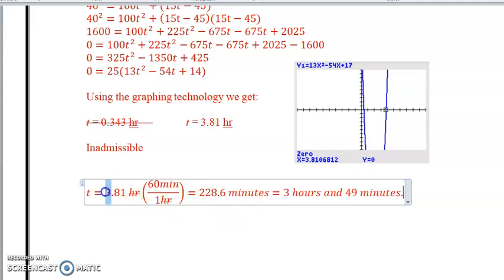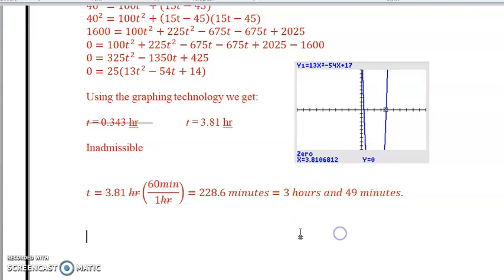Another way to do that is you can pull the 3 off, and you know that's 3 whole hours, and the decimal 0.81 multiplied by the 60 would give you the 49. You can do that. Whatever works for you. So if I take the decimal 0.81 and multiply it by 60, that gives me 49 minutes, or whatever you want to do. It's whatever works for you.